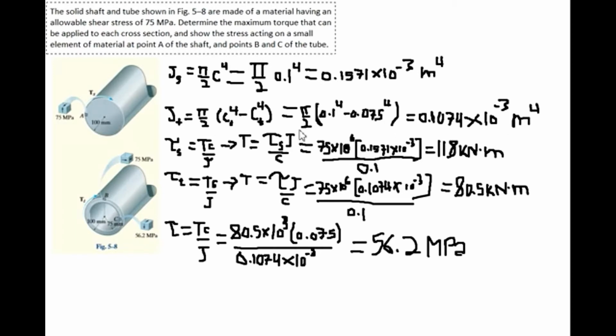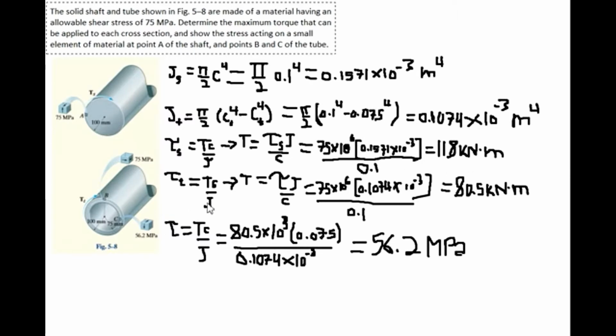Alright, since we have our polar moment of inertia, now we can move to the shear stress formula, Tc over J. But we're solving for T, which is the internal torque. So we're going to have to rearrange the equation, and in doing so we get the shear stress multiplied by the polar moment of inertia over the radius, 0.1. Here we're just going to plug in the values. We're going to have 75 times 10 to the 6 times 0.1571 times 10 to the negative 3, all over 0.1. The result is 118 kilonewton meters. This is the maximum internal torque of the shaft.